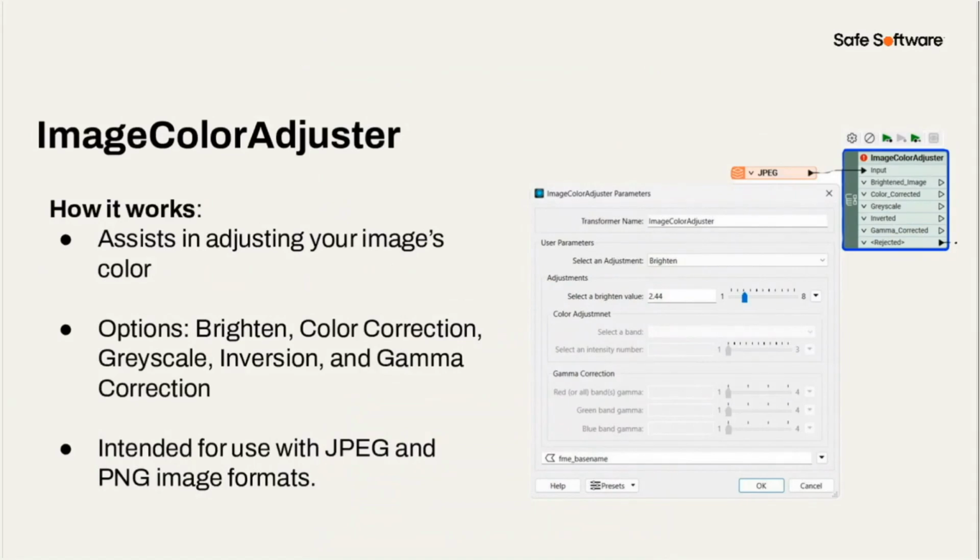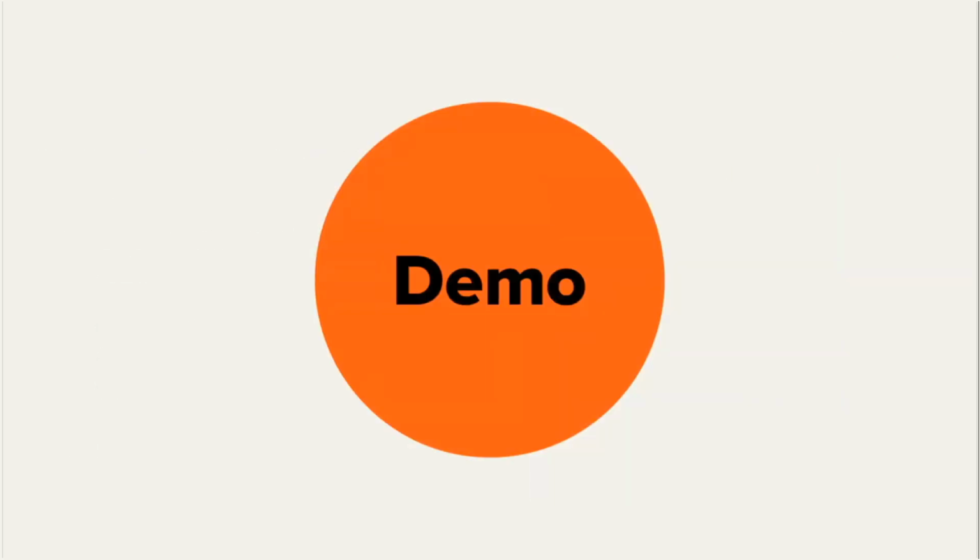Also, I wanted to mention that the gamma correction in this transformer is inspired by one of our colleagues, Dave, who made the RGB gamma corrector. So shout out to him. This is intended for use with JPEG and PNG image formats. As you can see on the right, those are its parameters, and you have those 5 options and 5 output ports. So jumping into the demo.